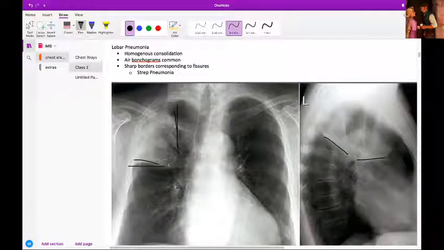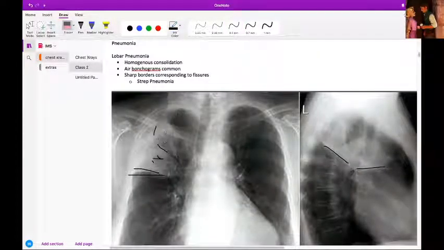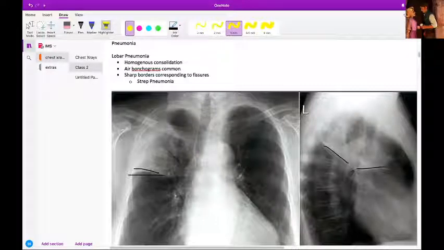Then what is an air bronchogram? Because of pneumonia, this part of the lung has consolidation, so it appears opaque. But the bronchi located in these regions still have air, so they appear translucent. Let me just erase that so you can see these lines of translucency in the middle over here. Those are air bronchograms.